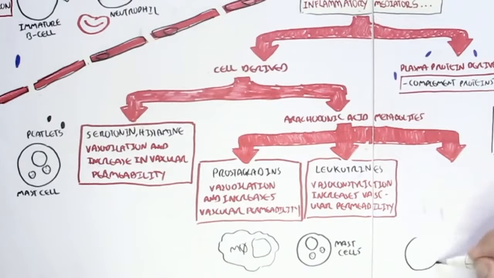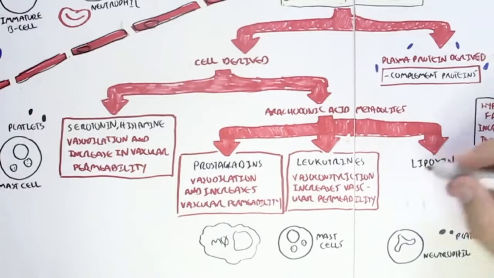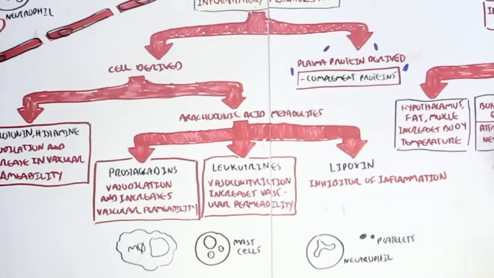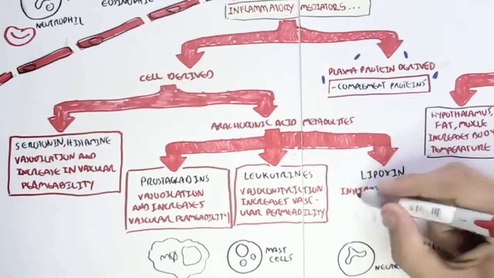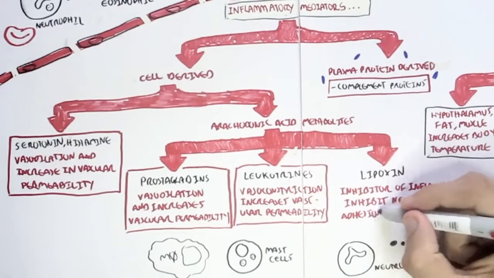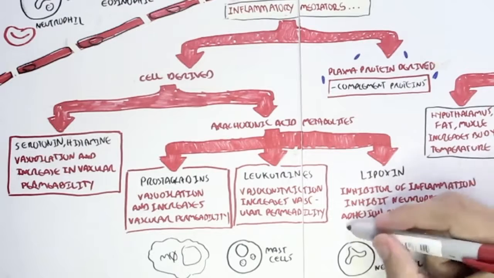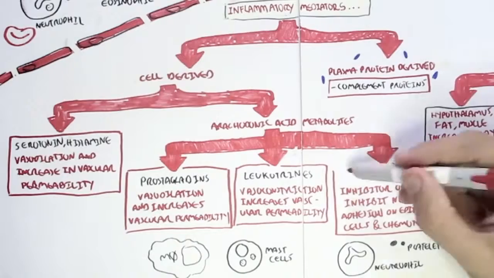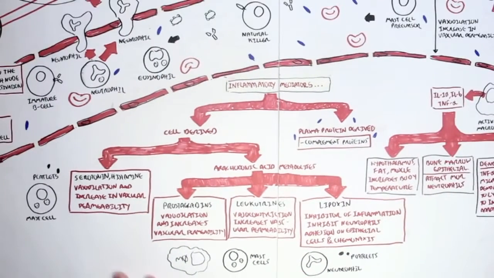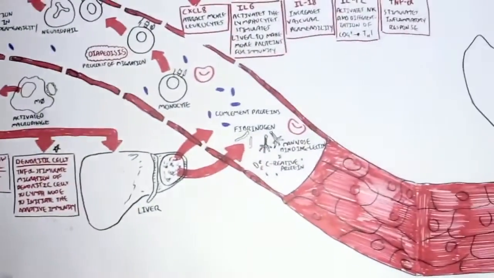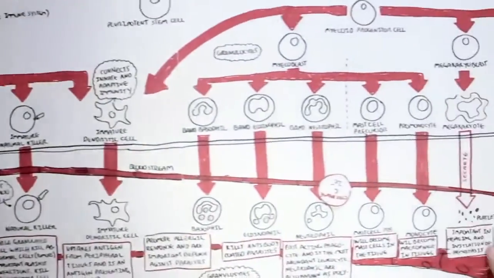And then we have lipoxins, which are secreted by neutrophils through the activation of platelets. And lipoxins actually are inhibitors of inflammation. Important thing to know. It also inhibits neutrophil adhesion on epithelial cells and also chemotaxis, which basically inhibits inflammation. So that was it for the inflammatory mediators. That's just important to know because these inflammatory mediators are important in the hypersensitivity response, which we'll learn about later on in this immunology map.